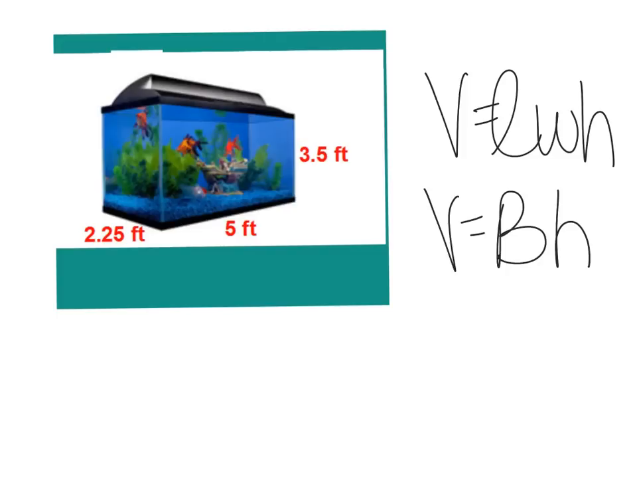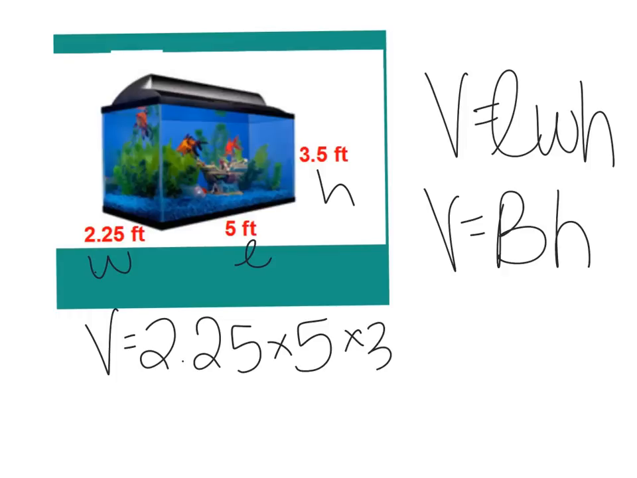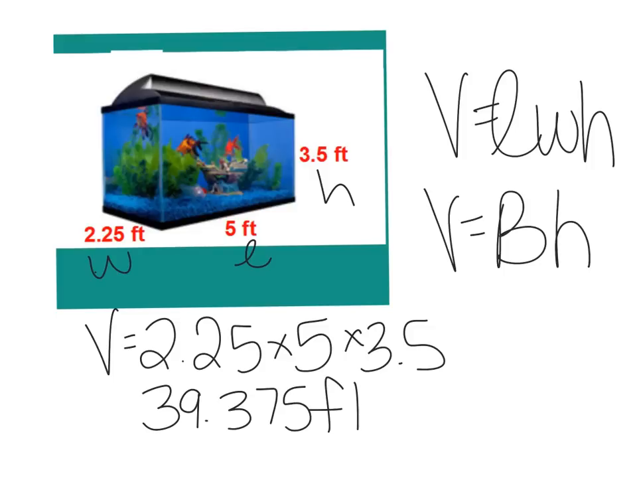So you'll see big B, area of the base, times the height. For this one, we have our length, width, and height. So we are going to do volume equals 2.25 times 5 times 3.5, and we will get 39.375 feet cubed. Remember, we're doing volume now, so it's going to be feet cubed. Go ahead and fill that in on your piece of paper and then attach it into your Google Slides.